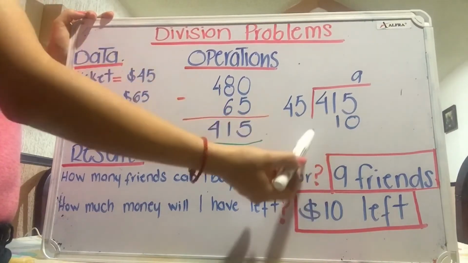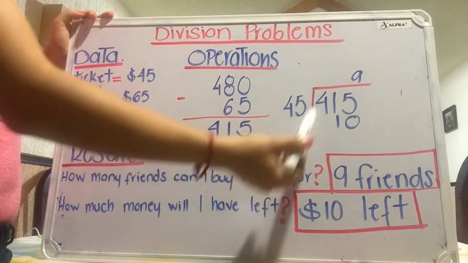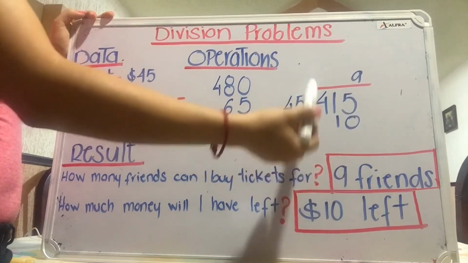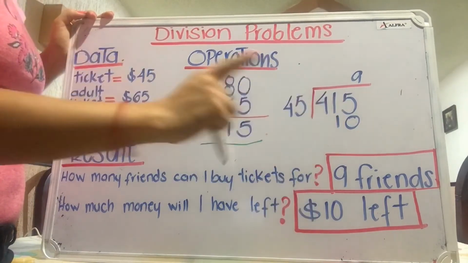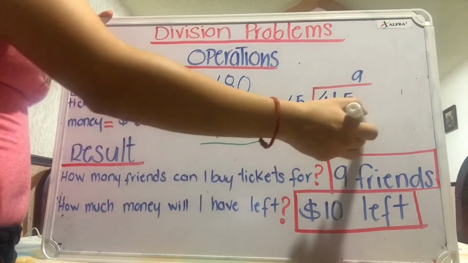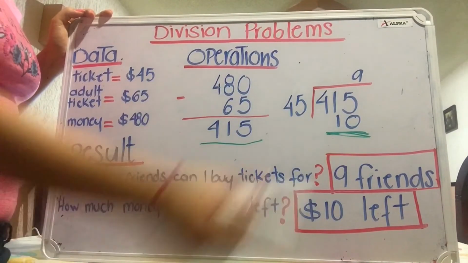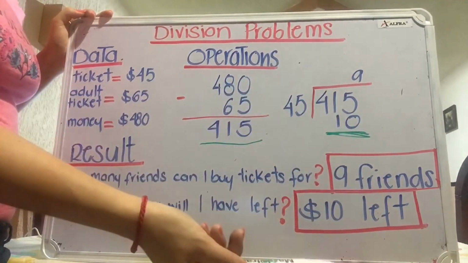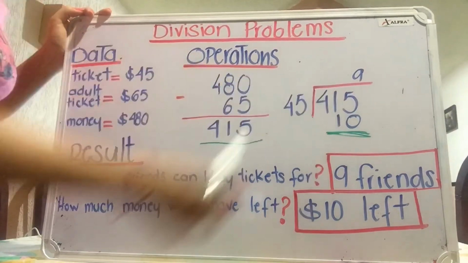Now I make a division, dividing the money I have by the cost of each ticket. 415 divided by 45. It equals 9, but it is not an exact division. I have a remainder, which is 10. It means that I have 10 pesos left. I cannot buy another ticket with 10 pesos, so I can only buy 9.